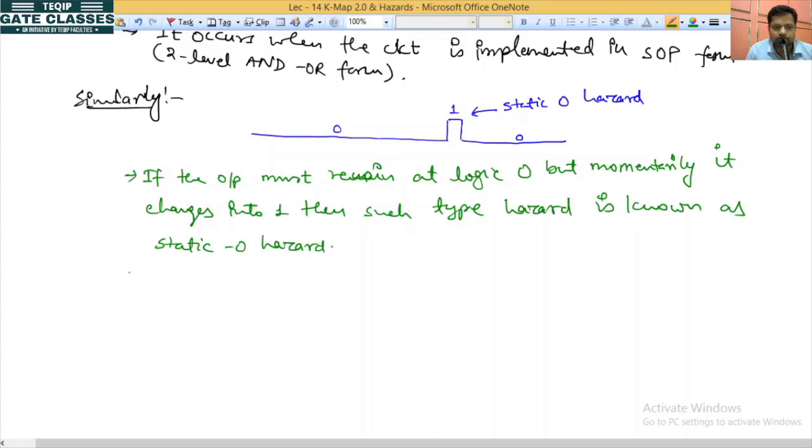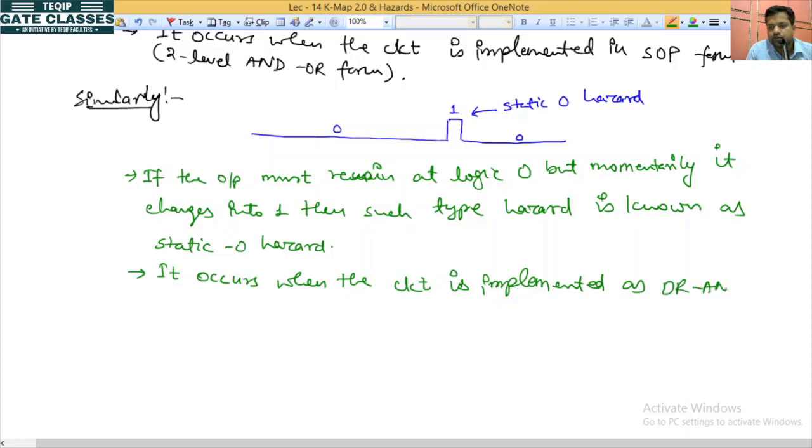What is the second point? The second point is that static zero hazard occurs when the circuit is implemented as two-level OR-AND implementation, that is POS form.